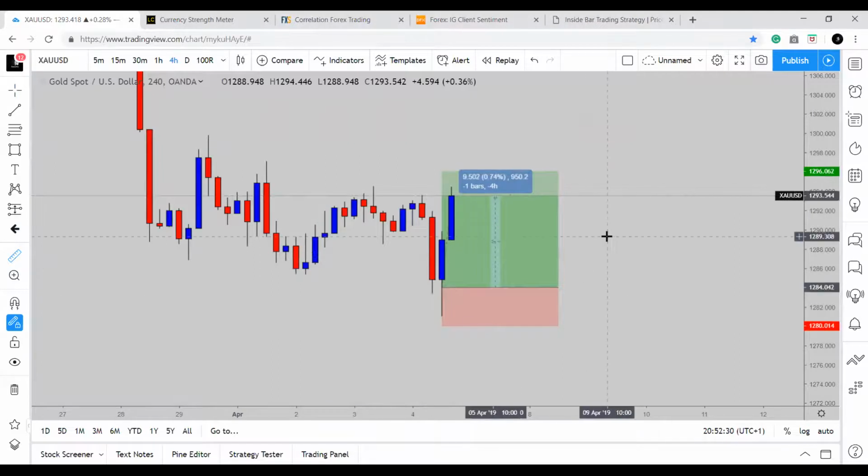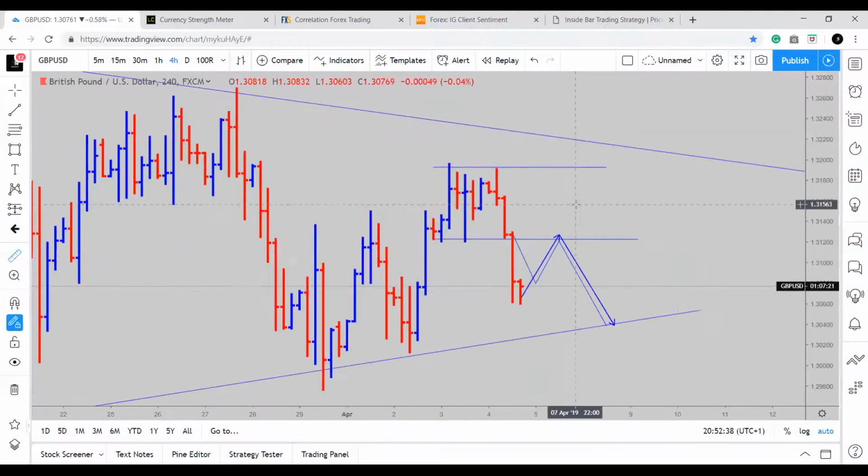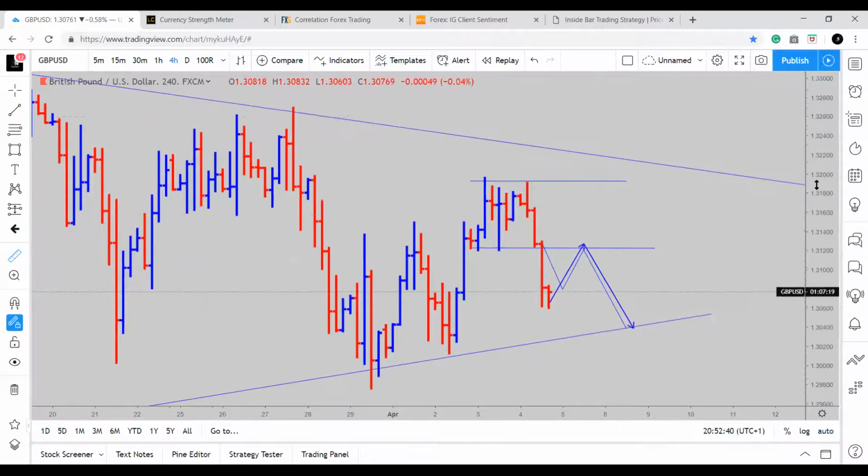So this is this one here. Yeah, we expected this break of GU. Now this retest. Let's see what happens. My eyes can't get used to these candles no more. This is what I'm getting used to.